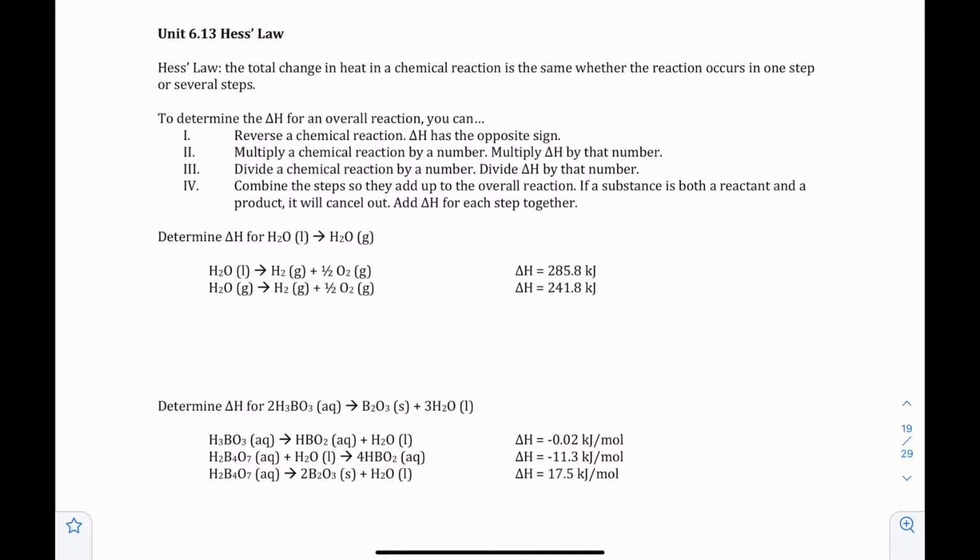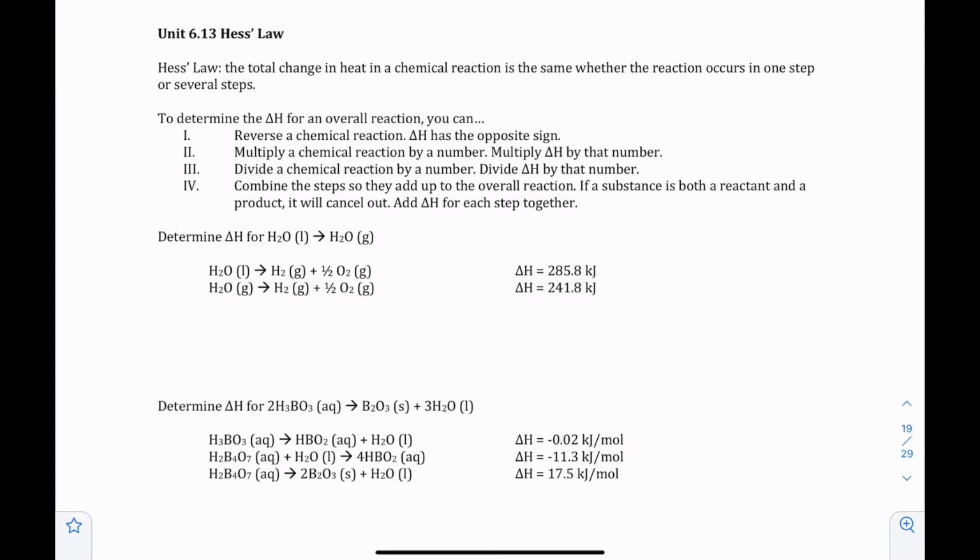Number 1, if you reverse a chemical reaction, you need to use the opposite sign for delta H. Number 2, if you multiply your reaction by some number, you need to multiply delta H by that number. Number 3, if you divide your reaction by some number, you need to divide delta H by that number. And number 4, if you combine the steps so they add up to the overall reaction, you need to add your delta H's together to get delta H for the overall reaction.